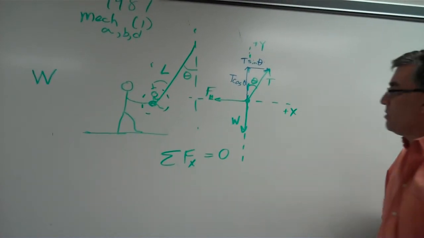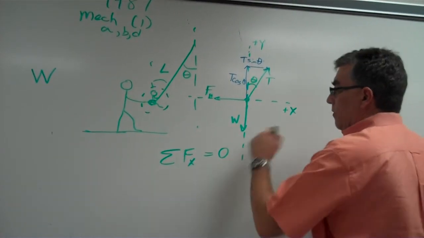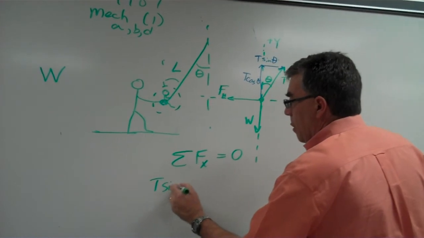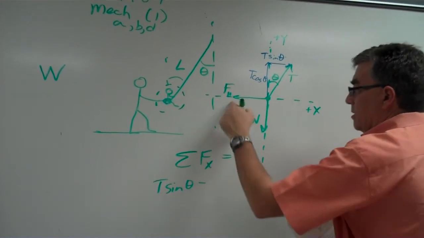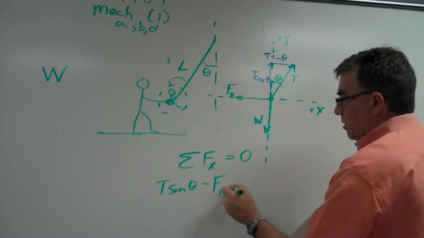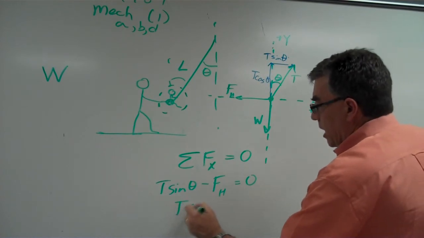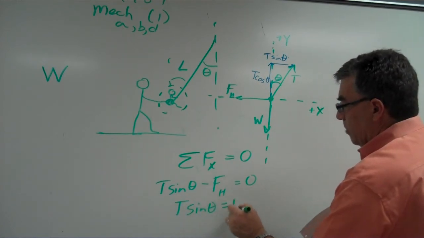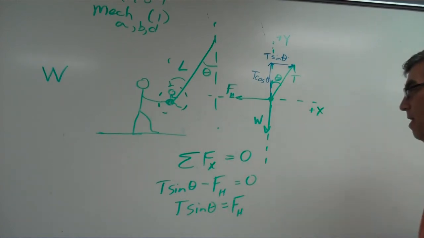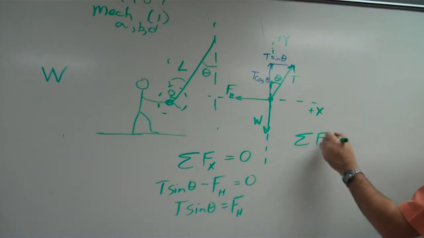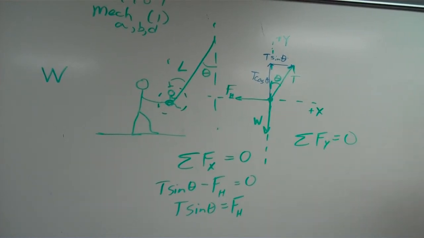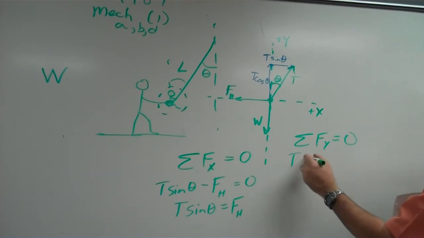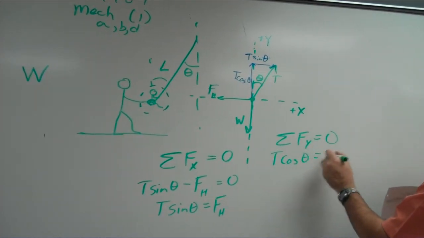The guy's just pulling back the swing. So I've got T sine theta minus the horizontal force equals 0. So I know that T sine theta is equal to my horizontal force. In the y direction, they also equal 0 because he's not moving again. So start with your positive y. T cosine theta equals W.